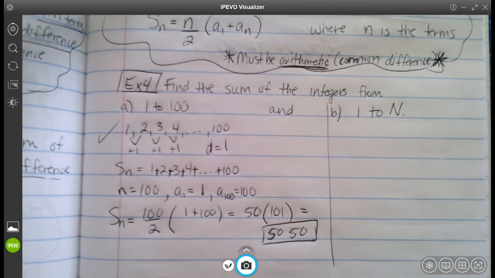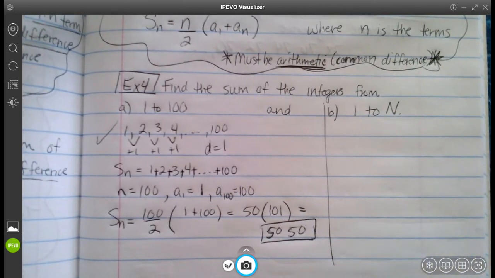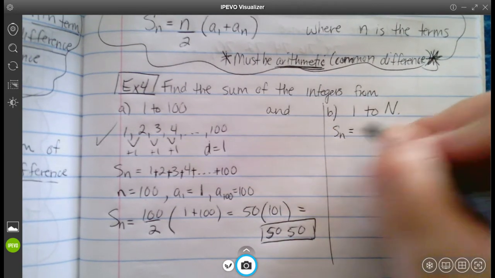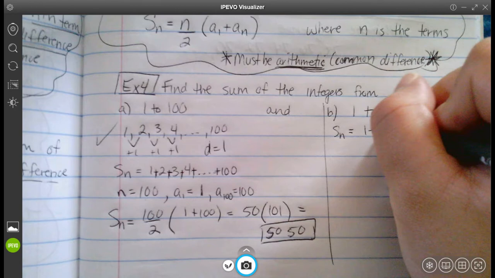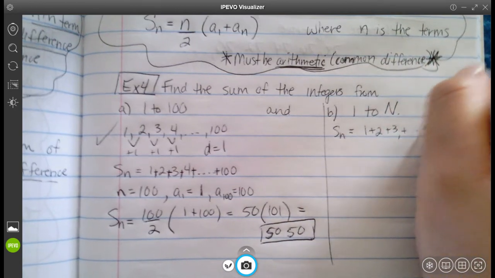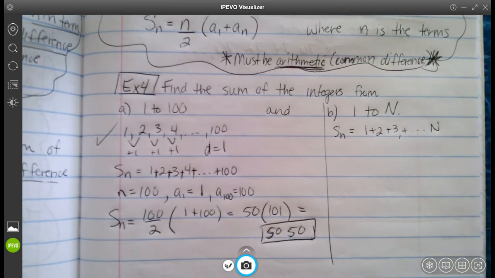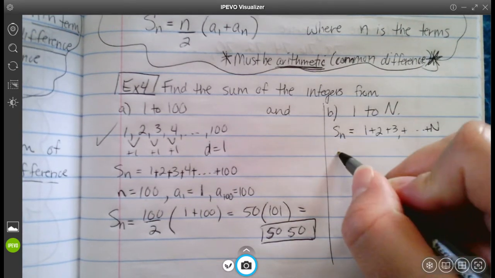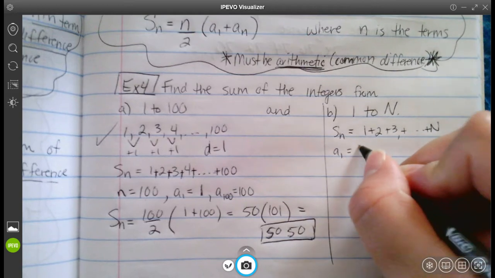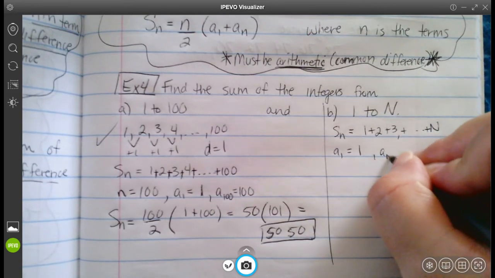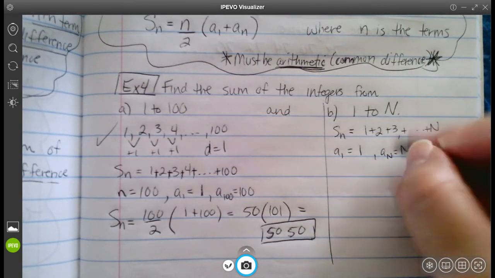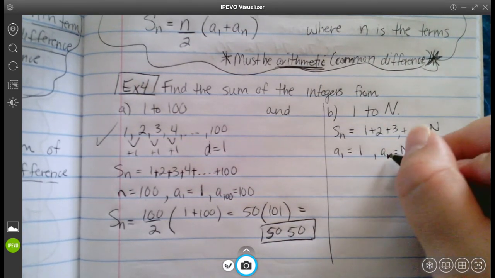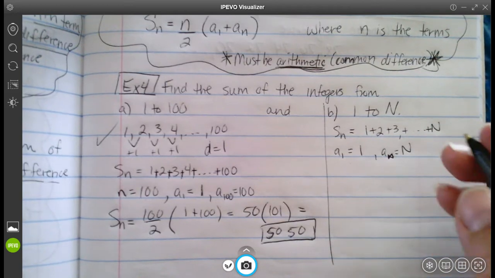Let's do the more general form where you have 1 to n, just some random integer n. So for this one, we're thinking S of n is 1 plus 2 plus 3 plus all the way to whatever n is. So when I plug this into my formula, well, let's label everything. a of 1 is going to be 1. a of n is going to be n. I guess I should leave it as a little n here. We'll just leave it like that. No confusion. So first term, last term, and what else do I need?